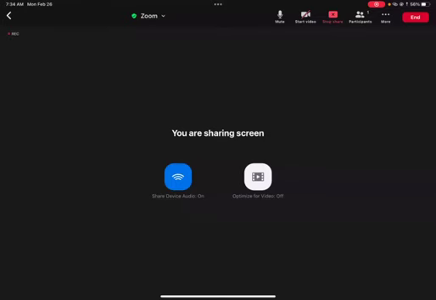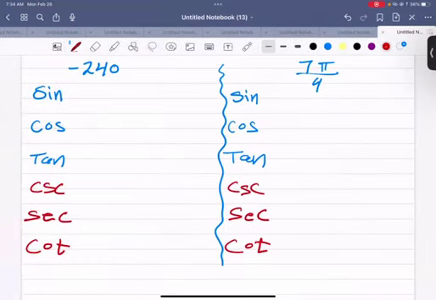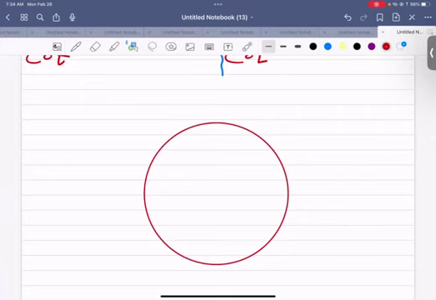So if I have these angles over here, negative 240 and 7 pi over 4, and I need to find the six trig functions. Well, if I want to sketch the negative 240, that's my x and y axes. Oh, my bad, my apologies for that. Okay, so that's 1. Oops, I forgot to hit this. 1, 2.